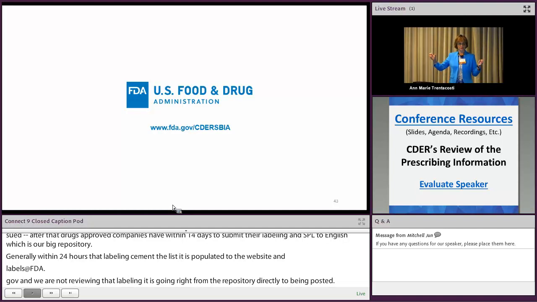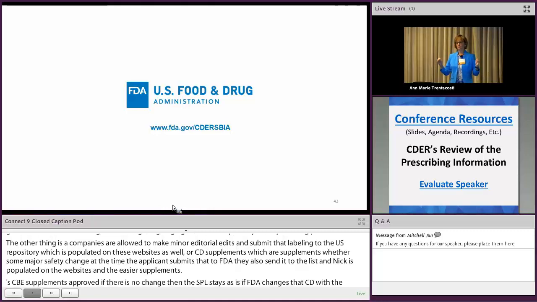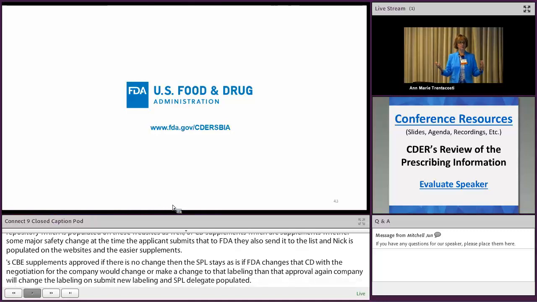Once that CBE0 supplement is approved, if there's no change, then the SPL stays as is. If FDA changes that CBE, if, through negotiations with the company, we make a change to that labeling, then that triggers an approval, which again the company will change the labeling, submit new labeling in SPL, that will get populated. So essentially, if you want approved labeling, Drugs@FDA is the place to go. If you want recent labeling, which may not be approved because it could have minor editorial edits, so CBE0 supplements, DailyMed or labels.fda.gov would be a good resource. So I hope that answers the question.